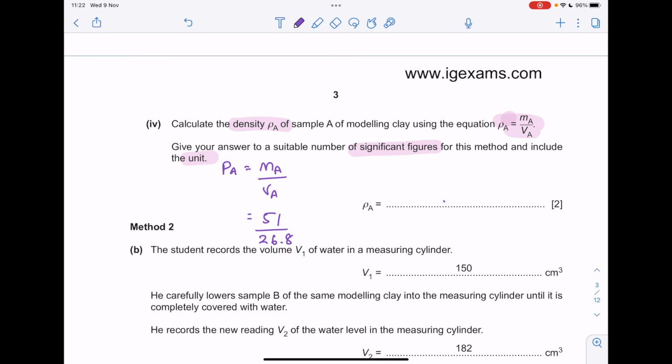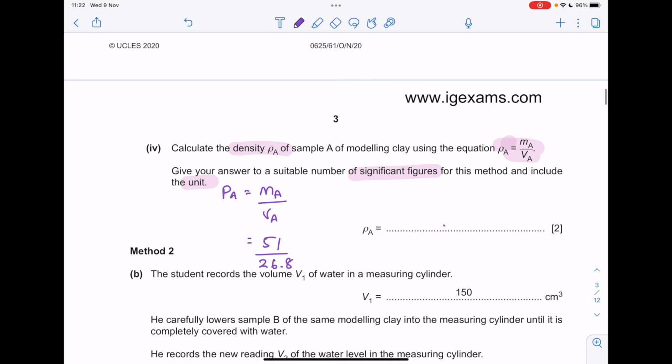Now in terms of finding the unit, just substitute in the unit of the mass, so that was in grams. The unit of the volume was in centimetres cubed. So you can see, once you've done your calculation, put that into your calculator. Let's do two significant figures, just because we have two significant figures here, which is really the maximum precision we can go for. So our unit becomes grams per centimetres cubed.